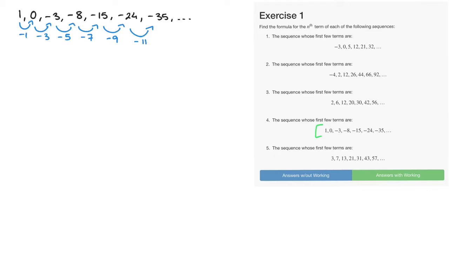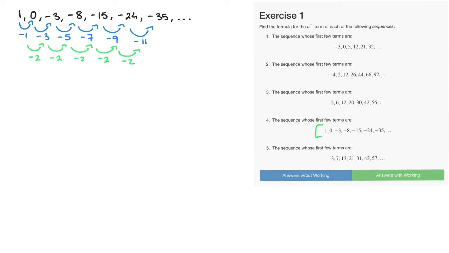Now we can see that the difference between consecutive terms keeps on changing, so we go ahead and look into the second difference. From -1 to -3, that's -2. From -3 to -5, we're taking away 2, so -2 again. From -5 to -7, we're taking away 2, so -2. From -7 to -9, that would be -2 again. And from -9 to -11, that's -2 again.